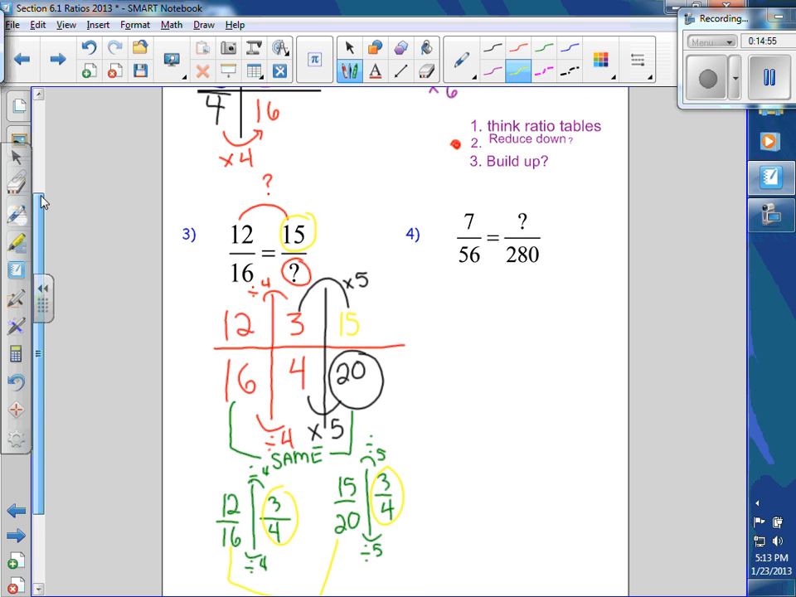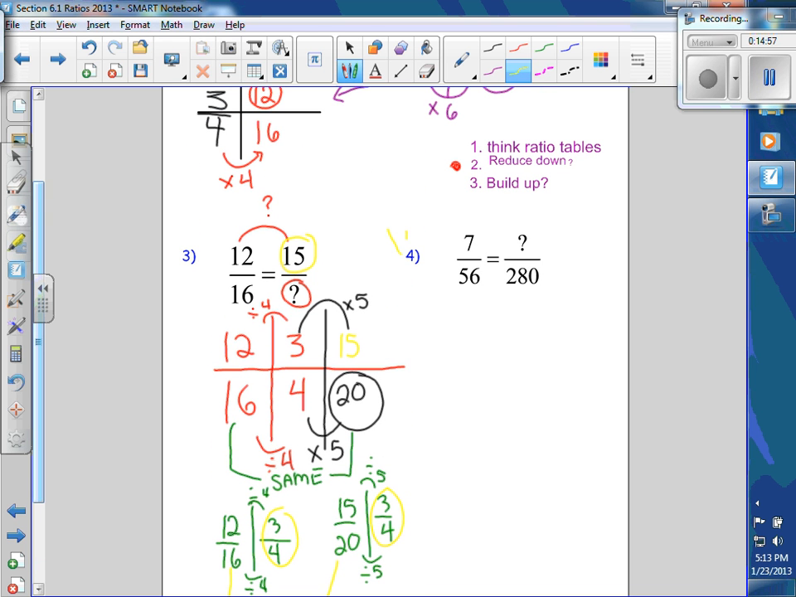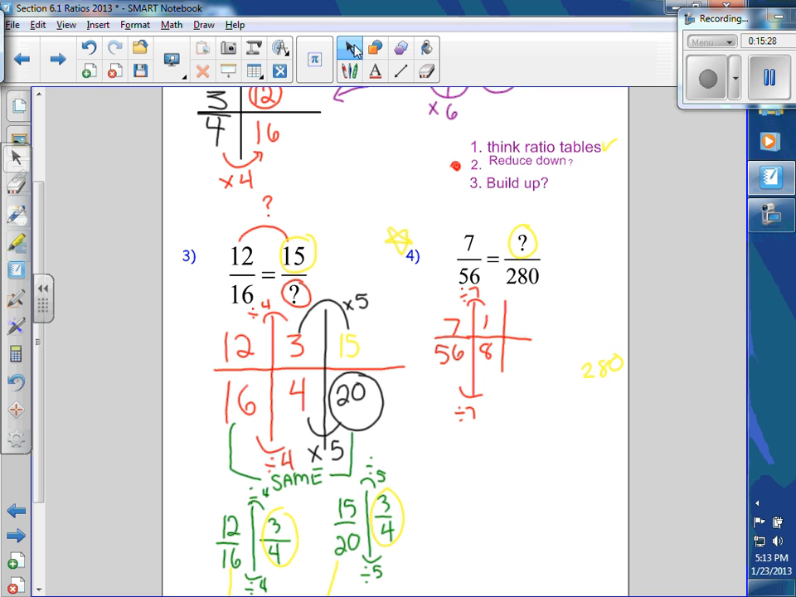Okay, this last problem's a little bit harder. I put it in there as a bonus kind of challenge level. So in order to get the missing value here, I'm going to think about ratio tables. 7 over 56. I'm going to try to reduce down, see if it helps. I can divide by 7. And I get 1/8. And then I'm going to try to build up. Remember, the goal is to get a 280. I want to get that 280 in the bottom.